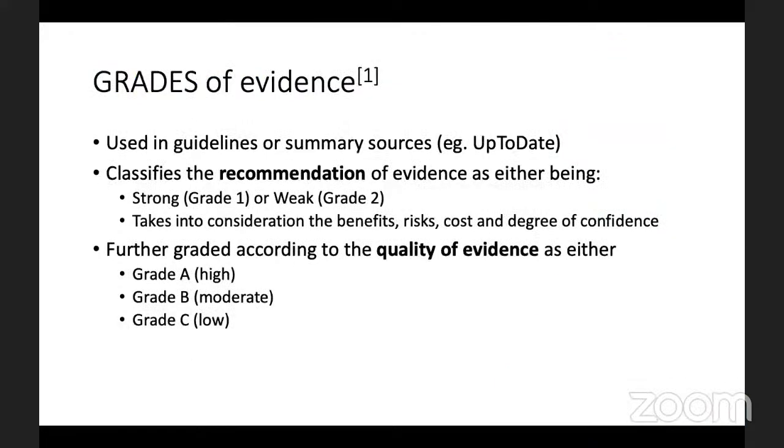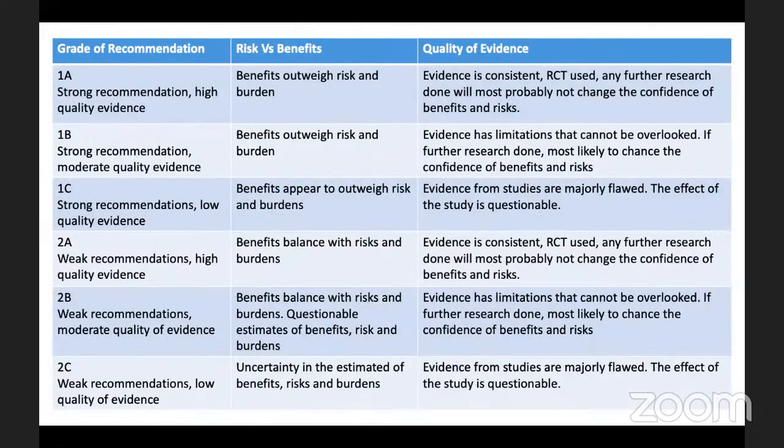With regards to grades of evidence, the grading approach is used in guidelines or in some resources such as UpToDate. It classifies the recommendation of evidence as either being strong, which is grade 1, or weak, which is grade 2, and further takes into consideration the benefits, the risks, the cost, and degree of confidence. It's further graded according to the quality of the evidence as either being grade A, B, or C, which is high, moderate, or low. So on this slide, you can see there's a table.